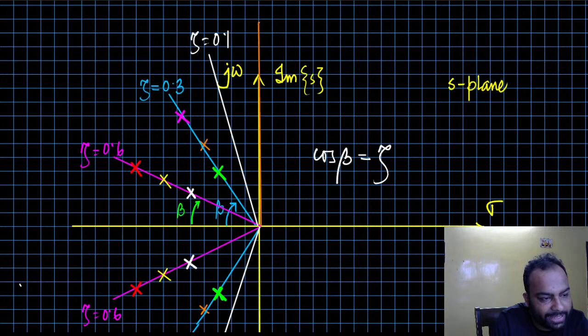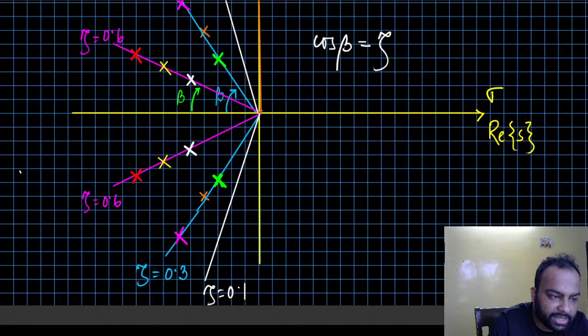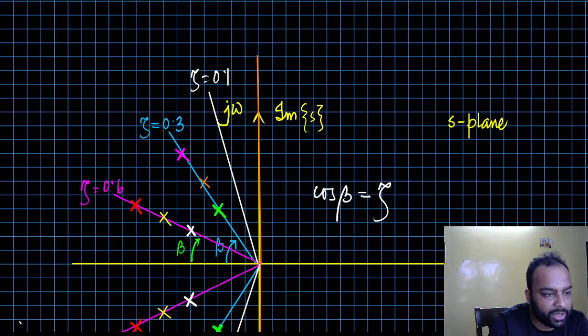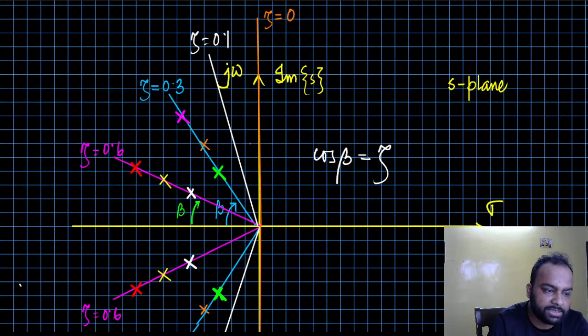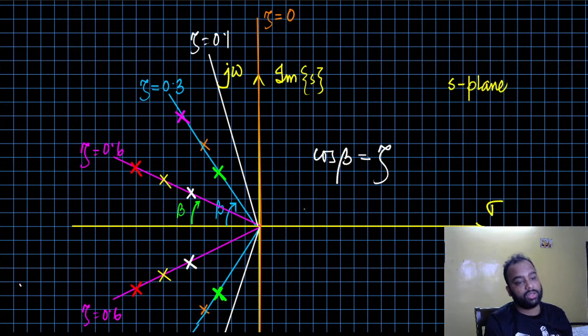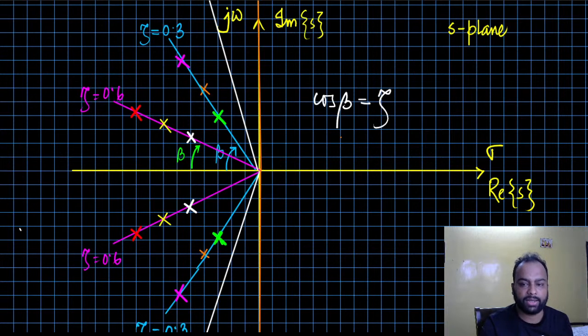So if I draw a line like this on the axis itself, on the j omega axis, that is of course corresponding to zeta equal to 0, because for this line, beta is equal to 90 degrees, right? So this is denoting zeta equal to 0. Just like that. I think you got this, right? Any confusion with this? Okay.